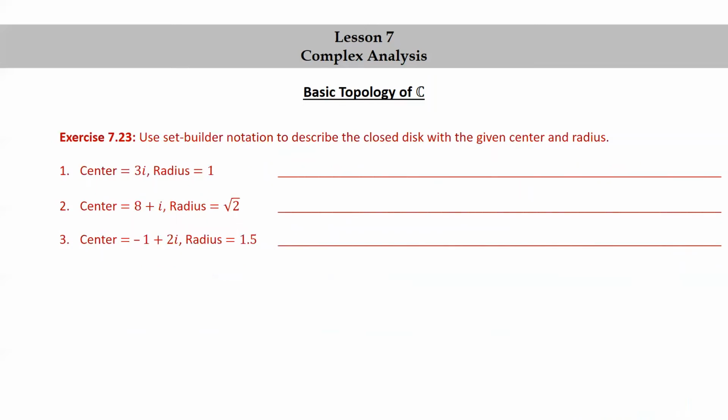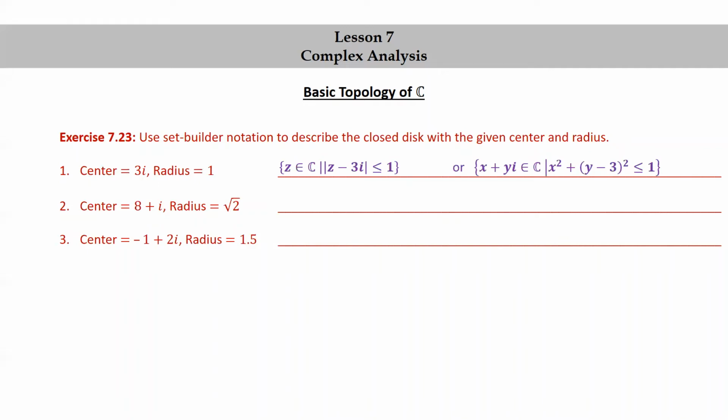Let's try another exercise. Use set builder notation to describe the closed disk with the given center and radius. Go ahead once again, pause the video, try this exercise yourself, and then resume the video to check your answers against mine. Okay, the first one, center equals 3i, radius equals 1. The set of complex numbers z such that the absolute value of z minus 3i is less than or equal to 1, or the set of complex numbers x plus yi such that x squared plus y minus 3 squared is less than or equal to 1.